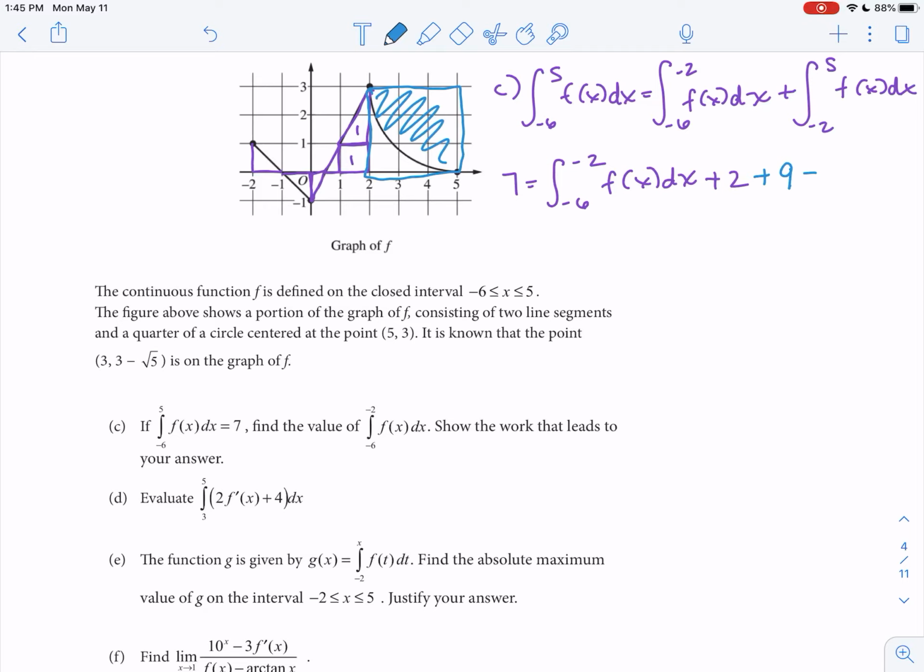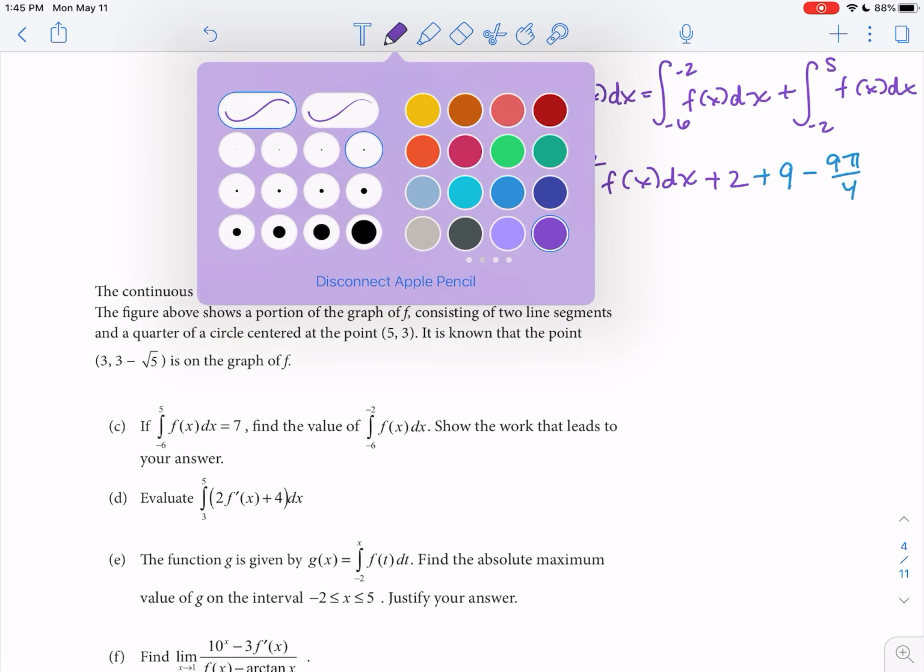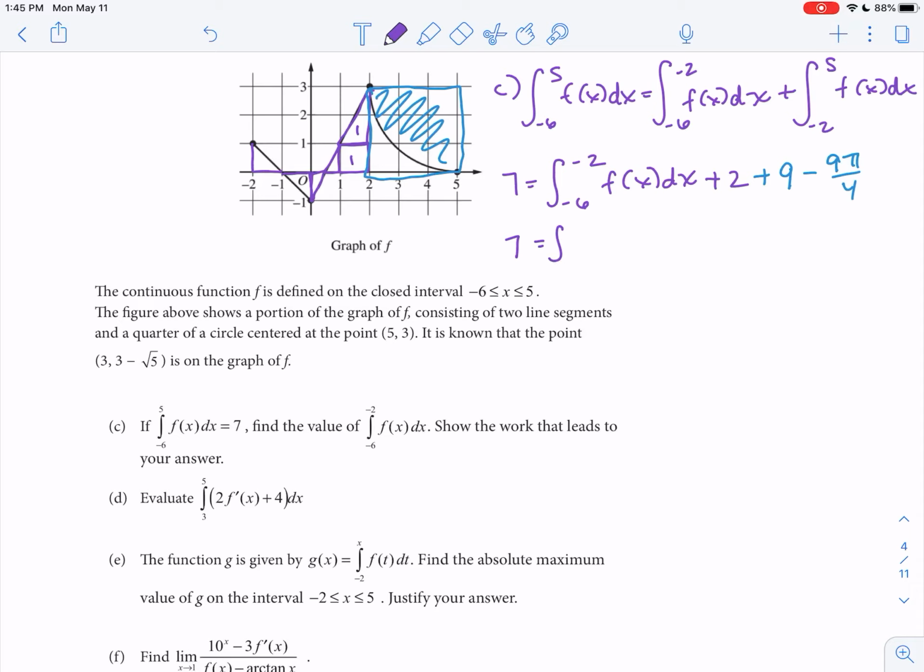Well, remember we said the circle has radius 3. So the full circle would be 9 pi. So the quarter circle will be 9 pi over 4. All right, so just to clean this up a little bit, I've got 7 equals the integral from negative 6 to negative 2 of f of x dx, plus 11 minus 9 pi over 4. So the integral that I'm looking for is equal to 7 minus 11 plus 9 pi over 4. I'm just bringing those two terms over, and that's equal to the integral I'm looking for.